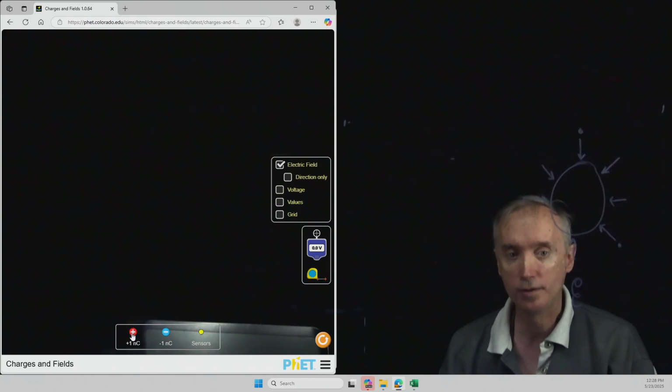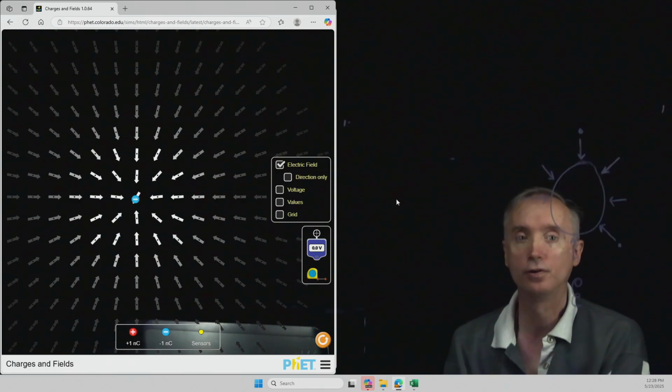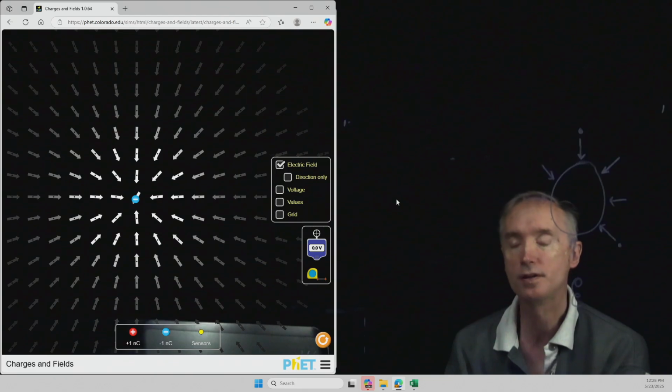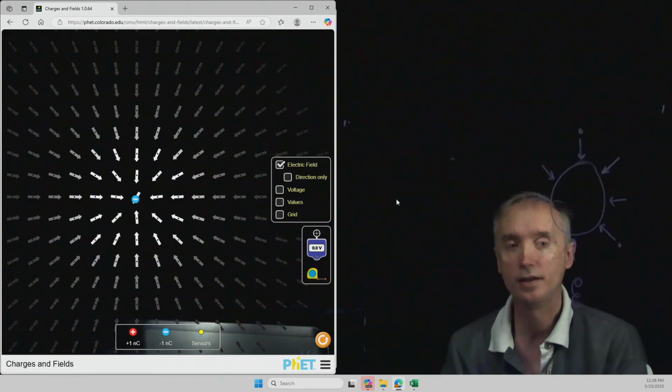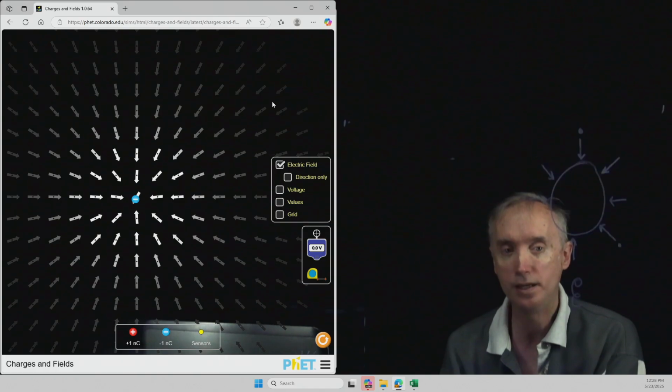So let's take the red one. Or actually, let's take the negative one. We're going to take this negative charge and we're going to put it in there, and then look at all those arrows. Those arrows represent the direction of the electric field. And you should also notice that some of the arrows are bright and then some of the arrows get dim. What do you think that means?